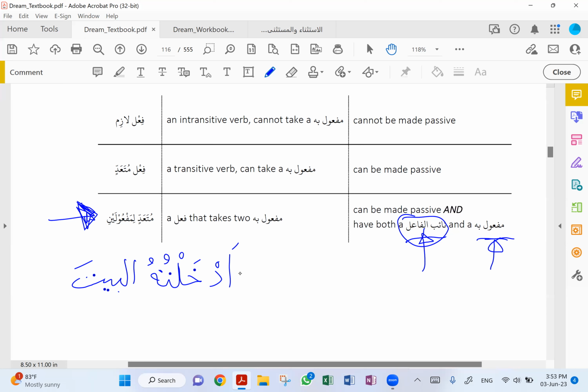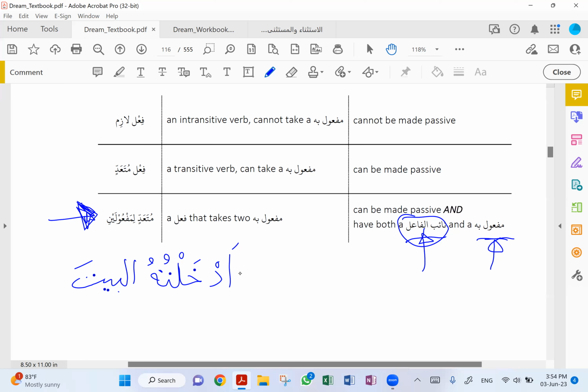Then I put it in the aslama family. It becomes mutaaddi li maf'ulain. So that's what actually happened. Like if you take a lazim, a word that is lazim, cannot take a maf'ul, you put it in the aslama family, it gains one maf'ul bihi.